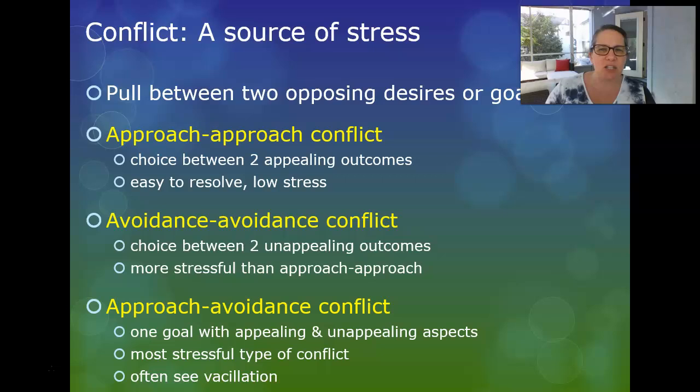And then the last source of conflict is approach avoidance conflict. So this is a choice between one goal that has appealing and unappealing aspects to it. So this is your most stressful type of conflict. And this is where it's often really difficult to make a decision, that you might waffle, or you might go back and forth and think, okay, I've made the decision, and then kind of think about it and you're like, wait, what about this? So this could be choosing a college.